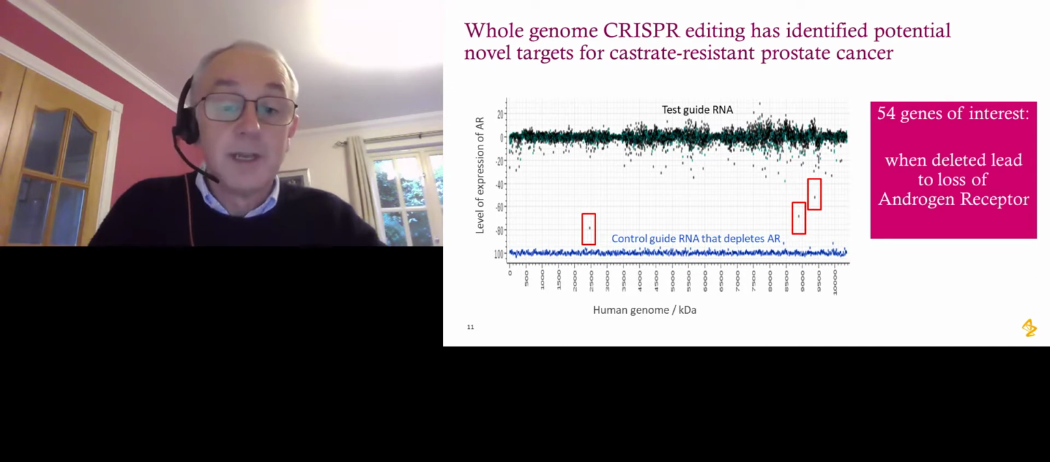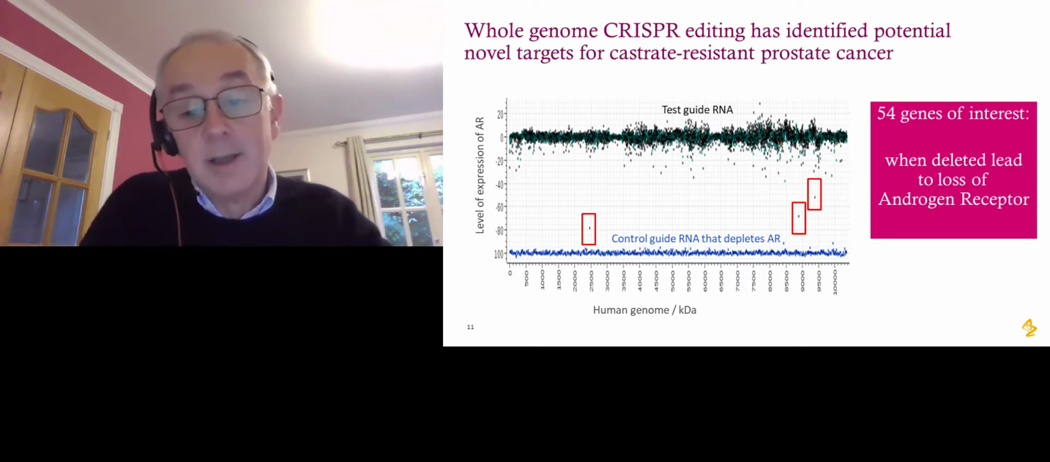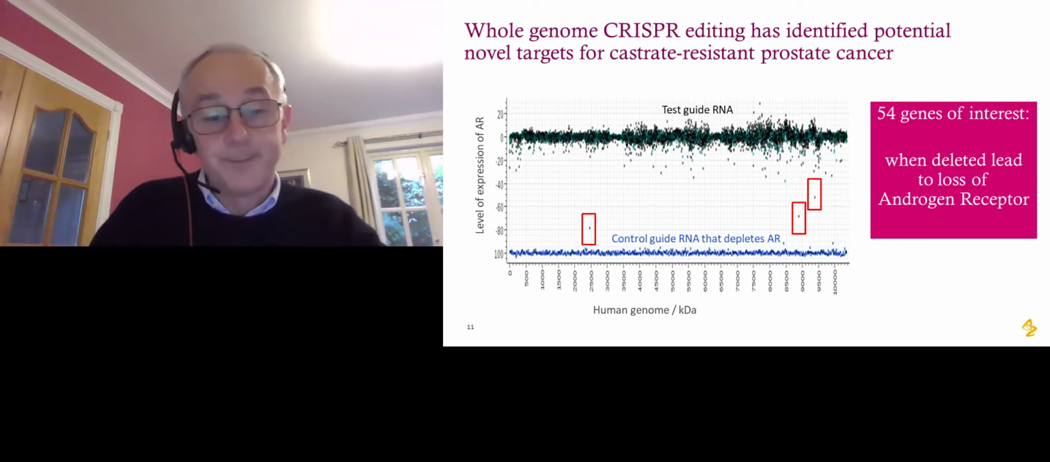So the question we asked ourselves here is, can we identify genes which, when deleted, lead to loss of the expression of the androgen receptor in a high-content imaging assay, leading to the hypothesis that if we can then find small molecules that inhibit the proteins encoded by those genes, those are potential new medicines to treat prostate cancer.